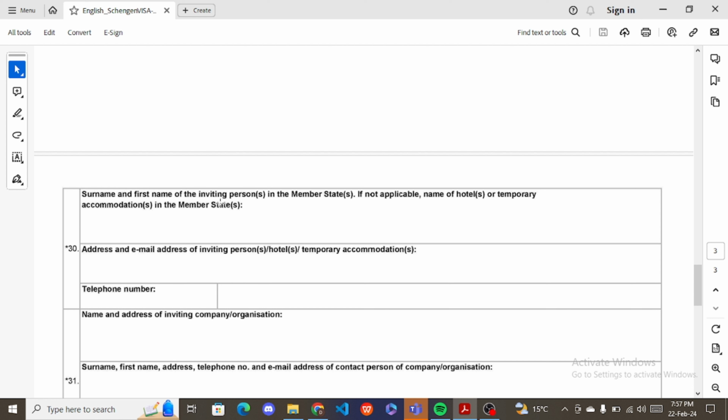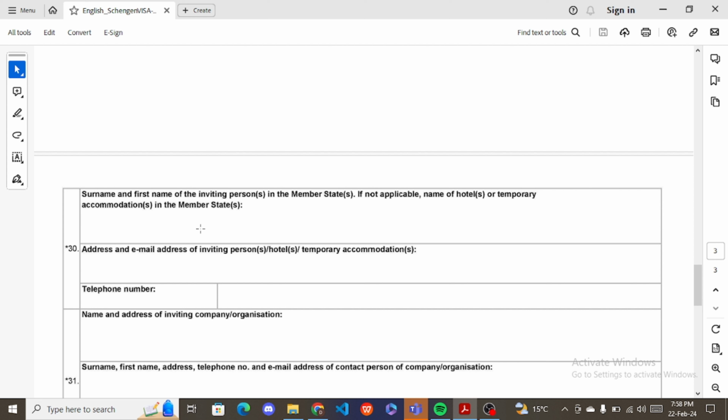Surname and first name of the inviting persons in the member states. If not applicable, name of hotel or temporary accommodations in the member states. So now, for the students, if your school has a hostel and you intend staying in the school hostel, please by all means write down you're going to be staying in the hostel. Let's say the name of your school is ABC University. You just write it down: Hostel of ABC University. You can write the address, and that's just it. You just indicate that it's for the school.